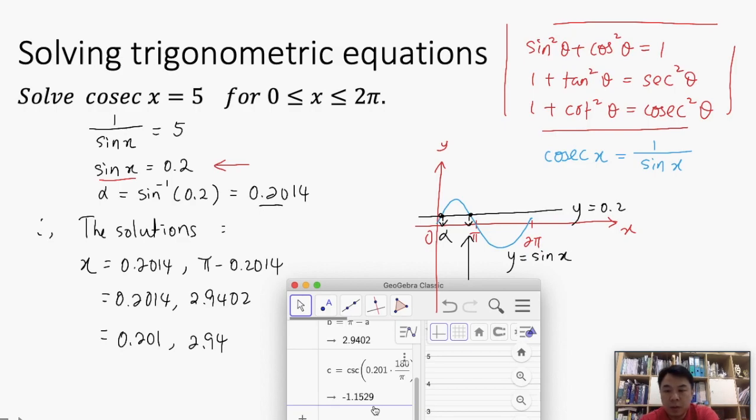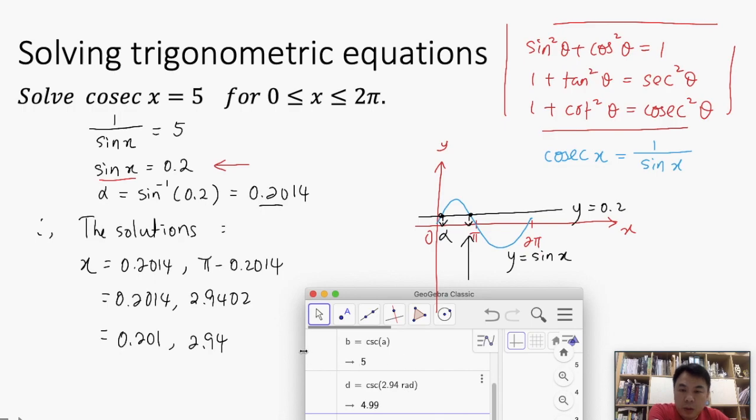Okay. After checking through, I found that yes, it does give me the value that I wanted here. So by substituting 0.201 into the cosecant function, it will give me a 5 here. Right? And then if I substitute the other solution, that would also give me approximately a 5 here. Right? So in this case, I'm quite happy with my result. Okay, so I hope that is clear for this question here.